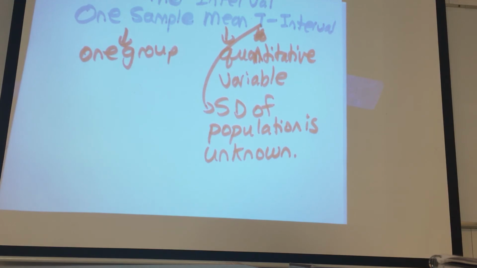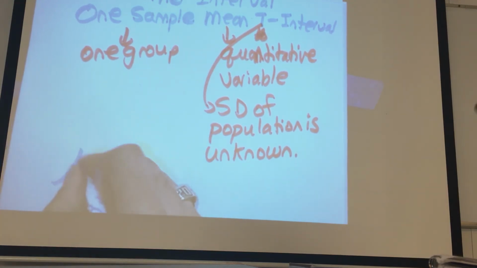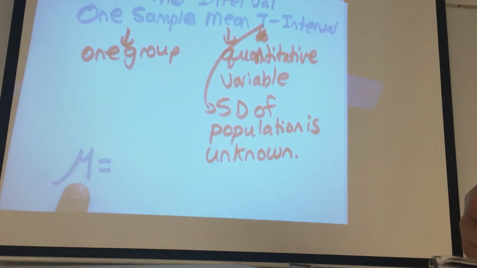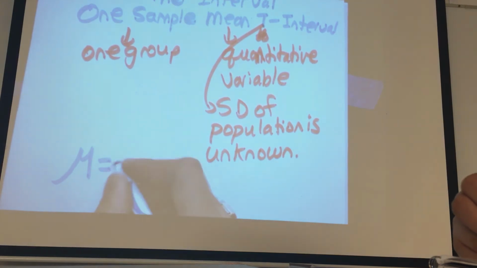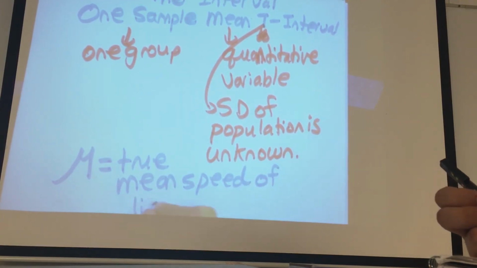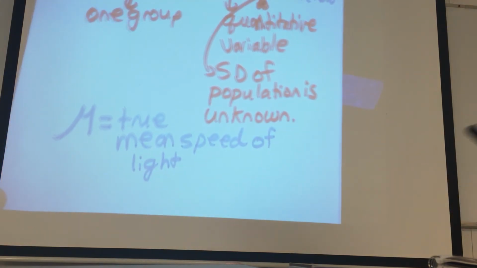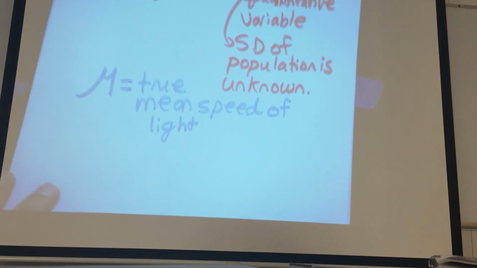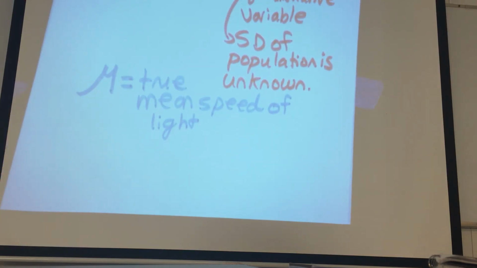And then we define our variable. So the variable we care about is this mu. And mu, what do they tell us in the problem? So what are we looking for? We're looking for the true mean speed of light. Tell them what you're solving for. You're solving for the true mean speed of light. All right. That was step 1.